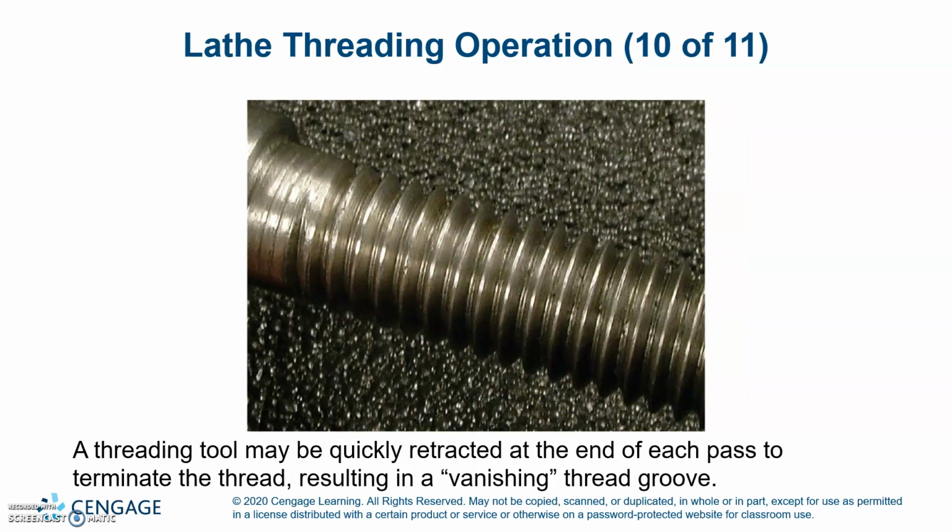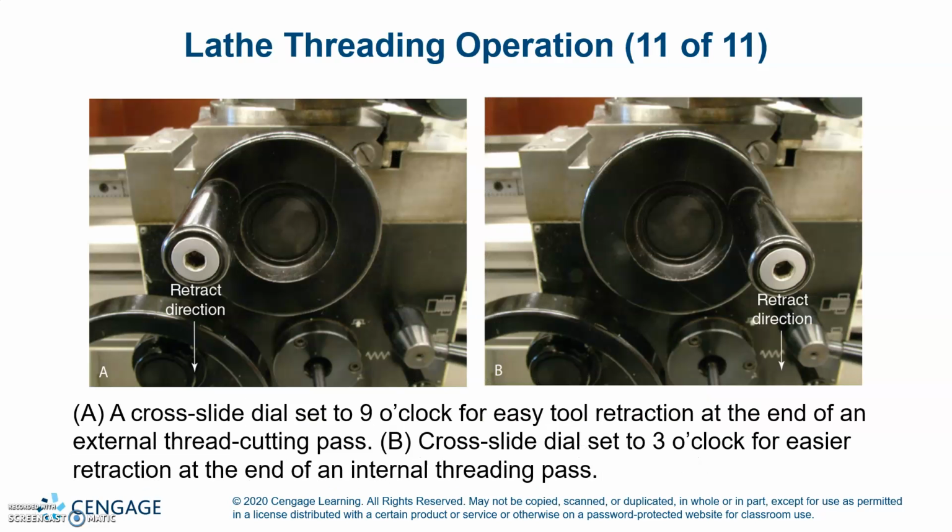The threading tool may be quickly retracted at the end of each pass to terminate the thread, resulting in a vanishing thread groove. In A on the left, the cross slide dial is set at 9 o'clock for easy tool retraction at the end of an external thread cutting pass, and B on the right, cross slide dial to 3 o'clock for easier retraction at the end of the internal threading pass.